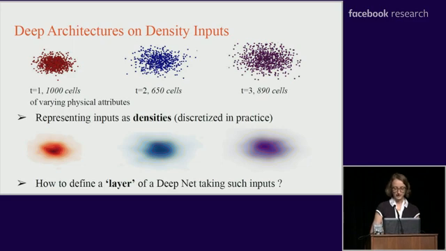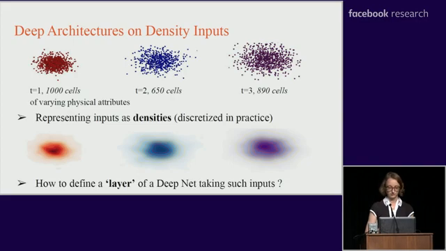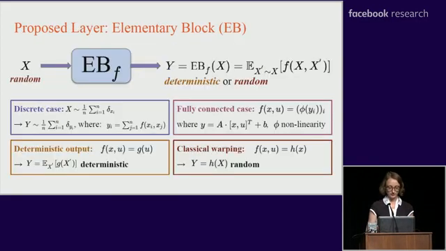So we introduce a pipeline for dealing with probability distributions, or equivalently random vectors, in machine learning tasks. And that entails redefining the notion of layer of a deep net. So we call this new layer an elementary block, and we define it as follows. To some input random vector, we associate the expectation over an IID copy of the input of some function f of the input and its copy.